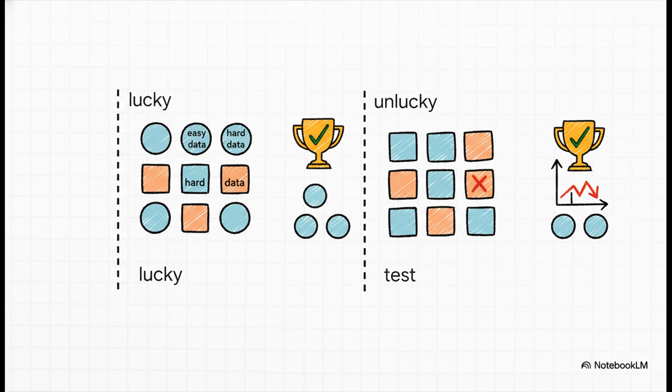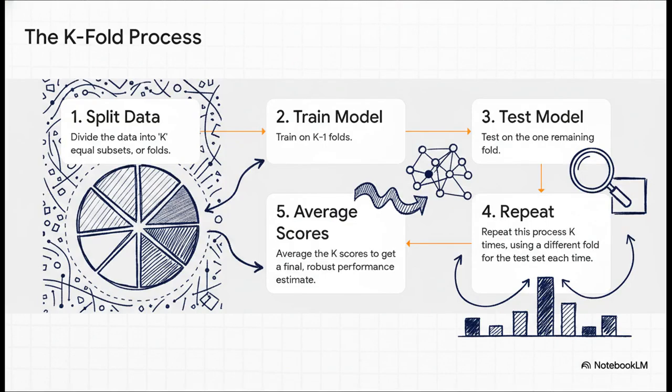Because you see, just splitting your data one time into a training set and a testing set, it can be really misleading, especially if you don't have a massive data set. I mean, you might just get lucky with your split or unlucky, and that leads to a score that's way too optimistic or way too pessimistic. That one single score, it just isn't a reliable estimate of what your model can truly do. And this process here shows exactly how we fix that problem.